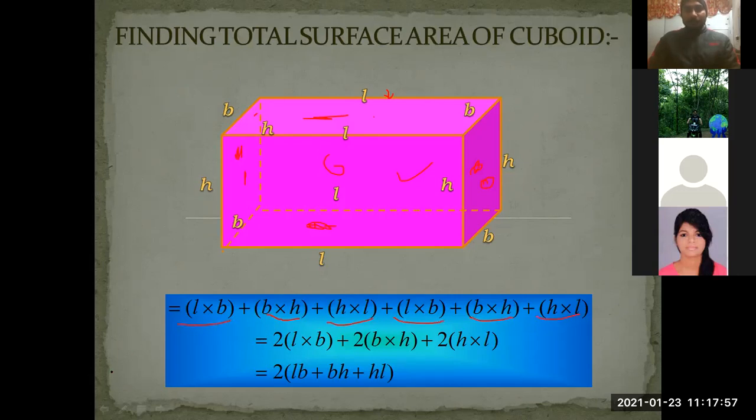When we combine them, it is 2 times L into B, 2 times breadth into height, and 2 times height into length. That means the total surface area of the cuboid is 2 times (length into breadth plus breadth into height plus height into length).